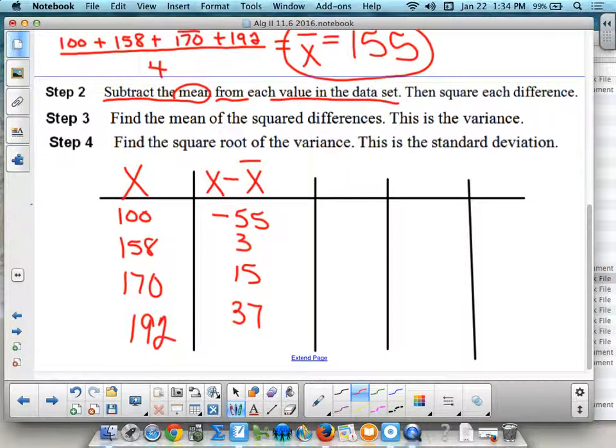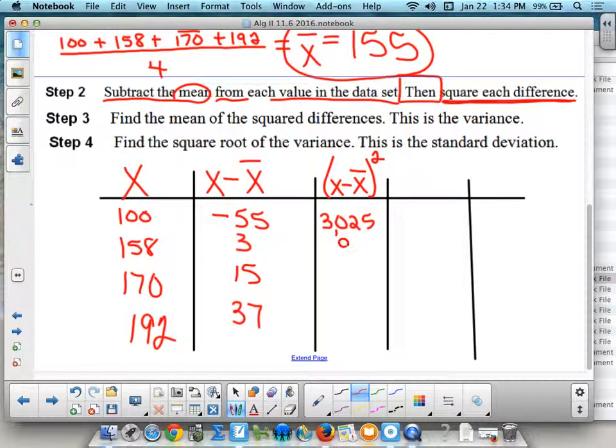Then, look at this. Square each difference. So these are your differences, this minus this. They want you to take every one of these values and square them. So this number, when you square it, is 3,025. And by the way, when you square numbers, don't you always get positive numbers? Okay, so these are all positive.